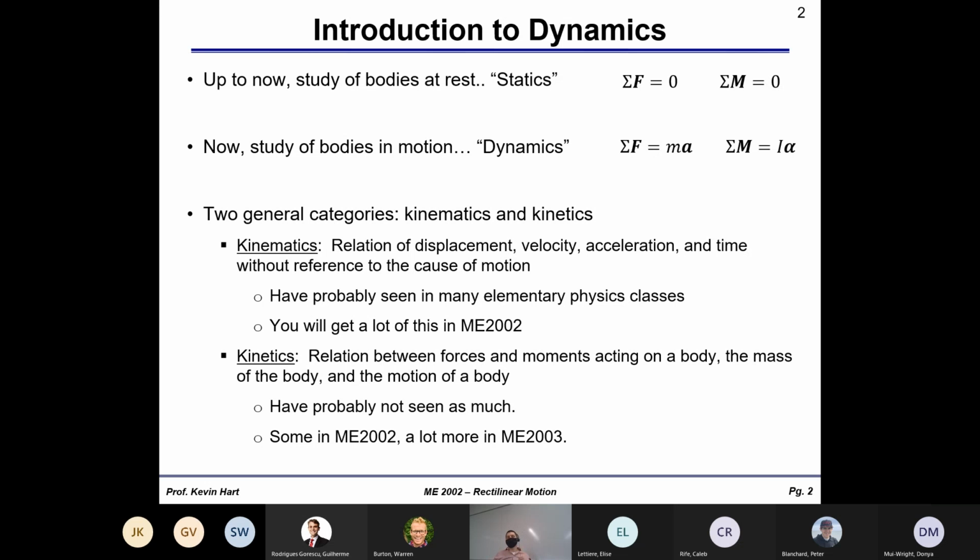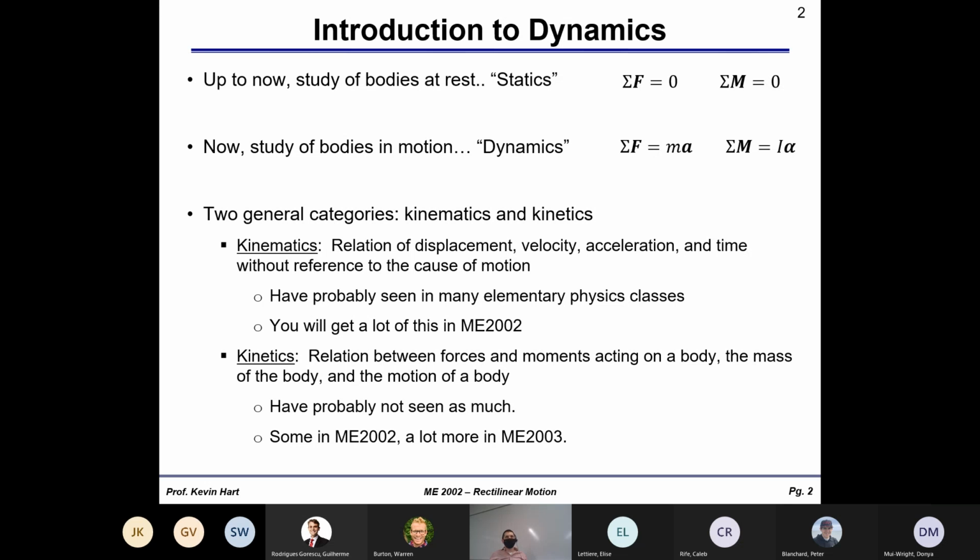That differs from what you probably have not seen yet, and that is kinetics. So in kinematics, you're talking about displacement, velocity, and acceleration in time, but you have no relation or no idea how that velocity, that position came to be in the first place.